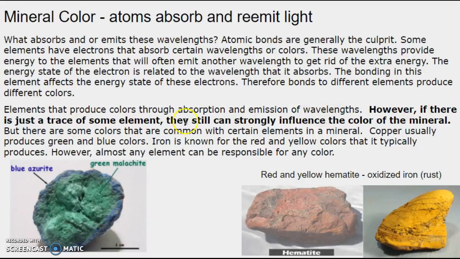However, if there's just a trace of some element, it can still strongly influence the color of the mineral. In other words, small traces of elements can change the color. But there are some colors that are very commonly related to certain elements in the mineral. Copper, for example, usually produces green and blue colors, and we can see here blue azurite and green malachite. Those are common with copper minerals. Iron is known for typically producing red and yellow colors. However, almost any element can be responsible for any color. Here's red hematite. Here's a yellow hematite. I'm actually not so sure that that's not even limonite, but they're both just kind of the oxidized iron mineral.